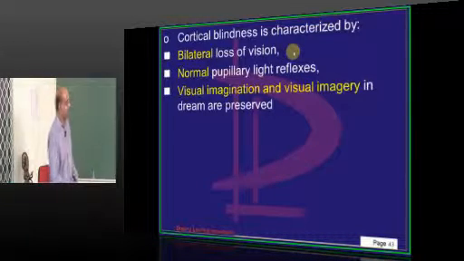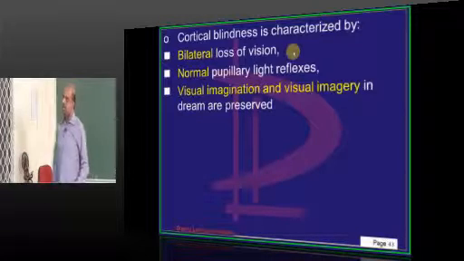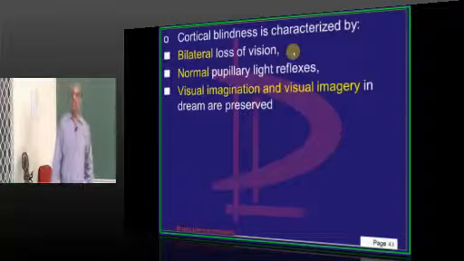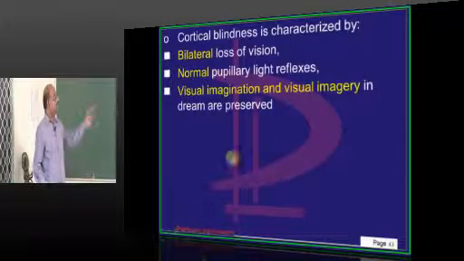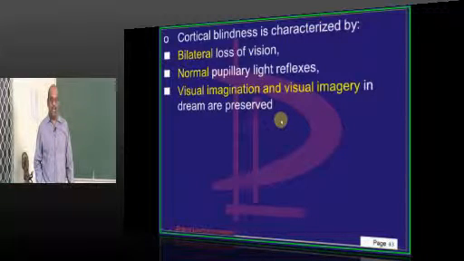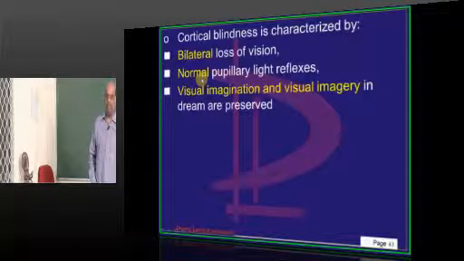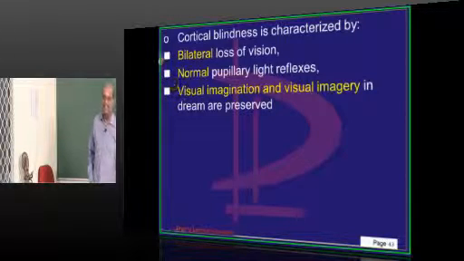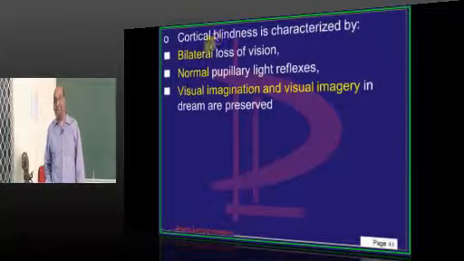How do you differentiate? First, there is a bilateral vision loss in cortical blindness. Second, the light reflex won't be affected. It will be normal. Then a very peculiar feature is that the visual images and imagery they dream become preserved. Can you remember what you dreamt yesterday? It's very difficult. Remembering faces is difficult nowadays, so remembering the face seen in a dream is much more difficult.